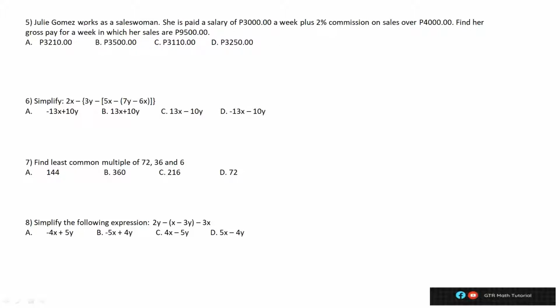So, Julie Gomez, saleswoman, is paid a salary of 3,000. Plus, she has a 2% commission. So, 2%, that is 0.02, commission on sales over 4,000. So, whatever goes beyond 4,000 earns a 0.02 commission. Her sales are 9,500. So, of course, we just multiply. So, 0.02 times, we subtract 4,000 from 9,500. That will be her commission. So, 9,500 minus 4,000.